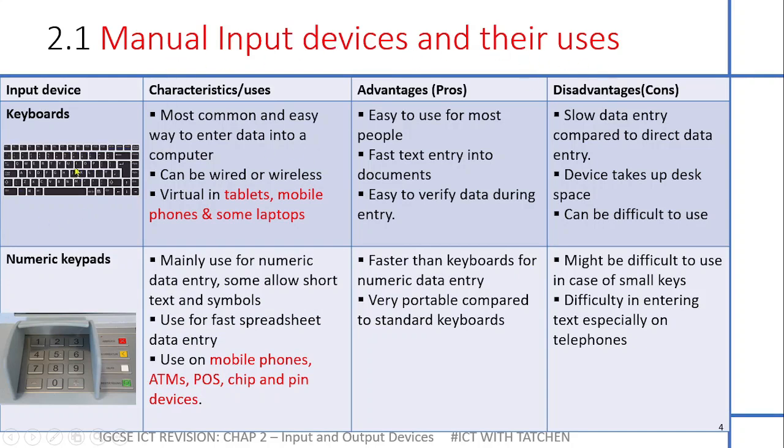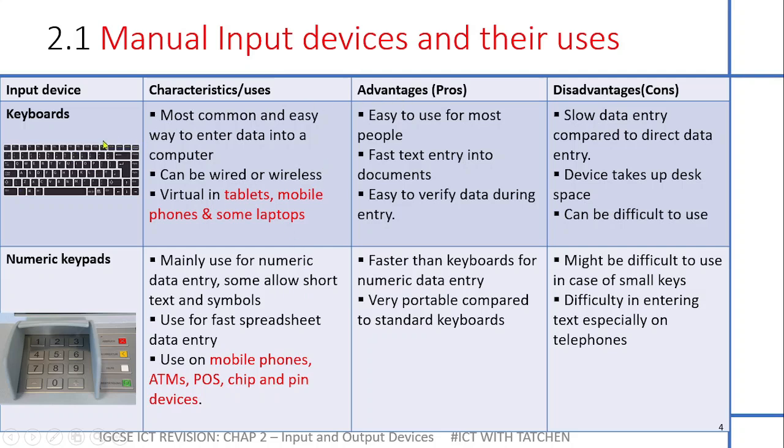For manual input devices, the first one is the keyboard. This is the most common and basic input device. Any computer you go to, it must have a keyboard. You definitely find a keyboard. So basically, the keyboard can also be wired or wireless. Wired meaning you connect it with a USB cable via a USB port, or you can use a USB dongle to connect it, while the keyboard can be used from any direction. And then on devices like tablets, mobile phones, and some laptops, you have virtual keyboards, meaning you have a touch screen through which you can access the keyboard.